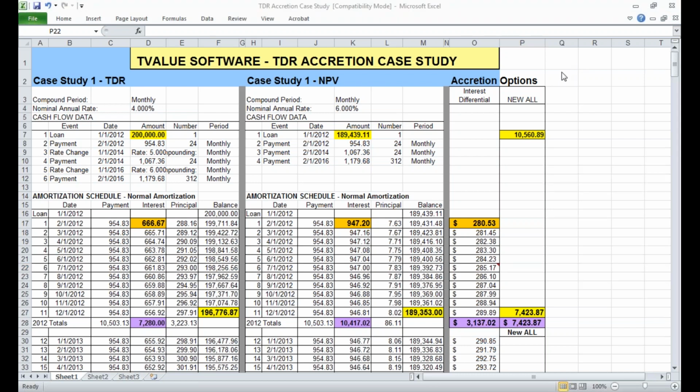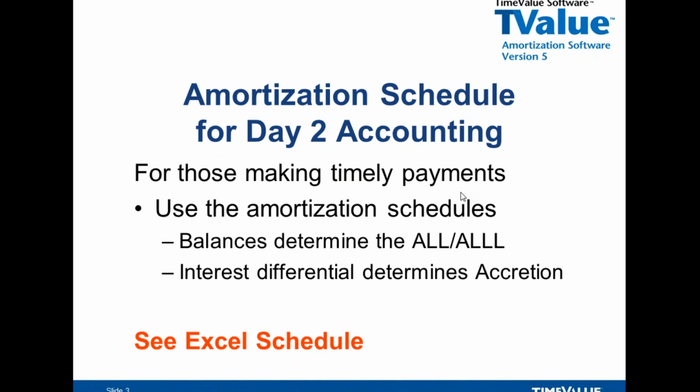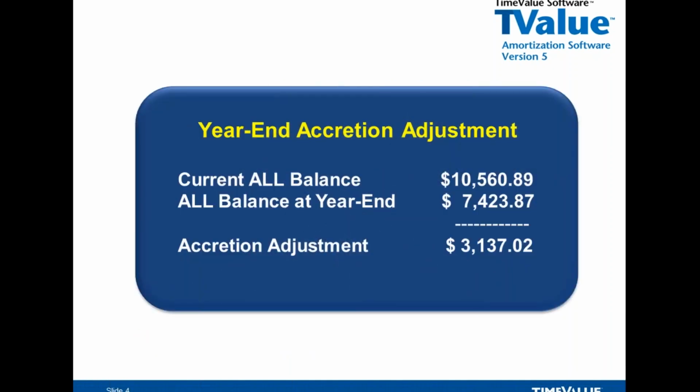So let's go see how this works. Now we have those cash flows, and we have our allowance amounts. The allowance was $10,560. The allowance at the year end is $7,400. So our accretion adjustment for the year is $3,137.